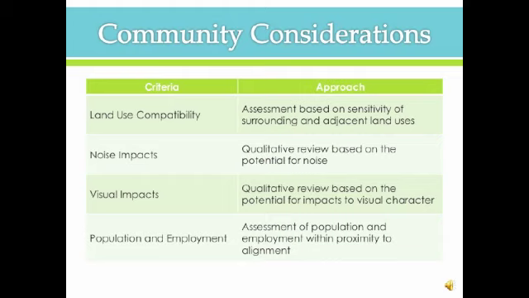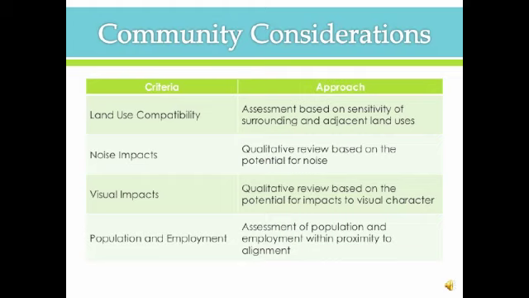The community considerations category includes 4 criteria summarized on this slide. Land use compatibility assesses the sensitivity of land uses located adjacent to the proposed connector alignment. The potential for noise impacts is assessed as part of a qualitative review of potential land uses that would be sensitive to noise generated by the connector.